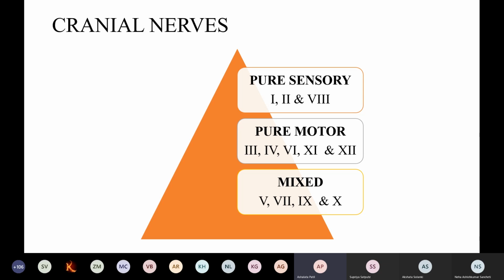Something about these cranial nerves. Spinal nerves are all mixed nerves, but cranial nerves are classified as purely motor, purely sensory, and mixed. The first, second, and eighth, that is olfactory, optic, and vestibulocochlear, are purely sensory. The third, fourth, sixth, 11th, and 12th are purely motor: oculomotor, trochlear, abducent, then cranial accessory and the hypoglossal. Mixed means they carry both motor as well as sensory. These are the 5th, trigeminal, 7th, facial, 9th, glossopharyngeal, and 10th, vagus.